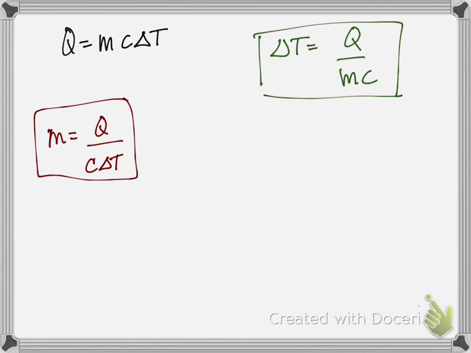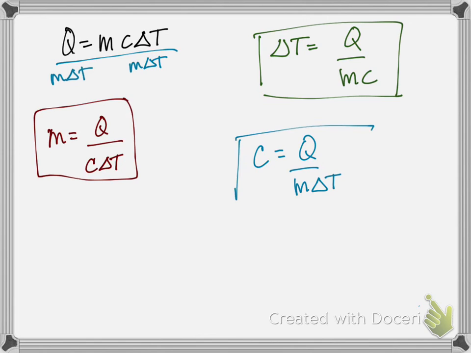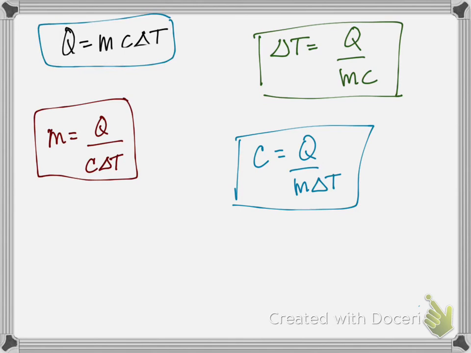And then finally, what if I'm asked for the specific heat of something? Well, I can divide both sides by M delta T, and I can get C equals Q over M delta T. So if manipulating the algebra is tough for you, or it takes a long time, or you're prone to mistakes, just write down all four of these formulas. And then when you're asked for whatever you're asked for, you just pick: I am asked for Q, I'm going to use this one, or I'm asked for M, I'm going to use this one, etc.